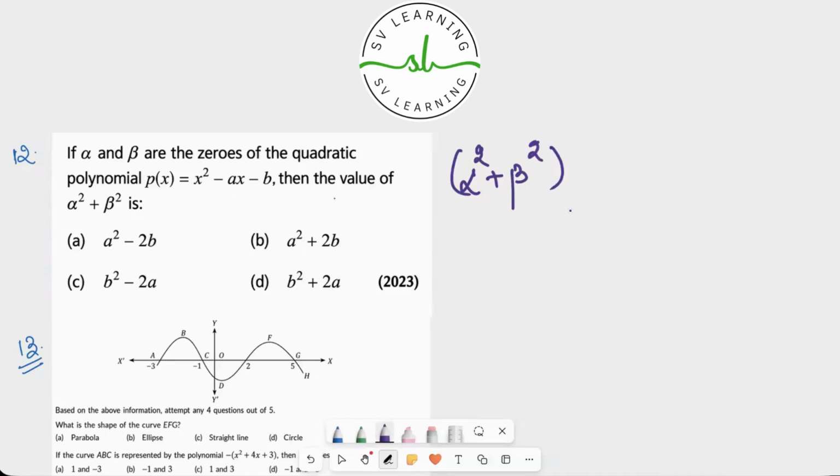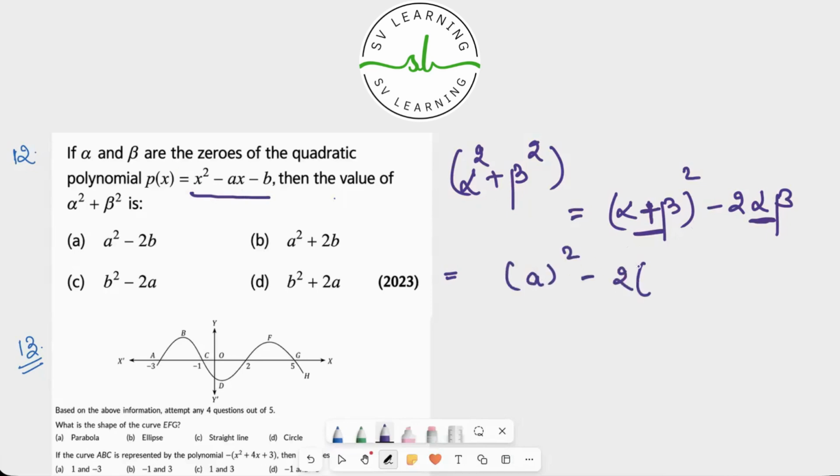Whenever you have to calculate this, we don't have to calculate alpha and beta separately. We can use (alpha plus beta) whole square minus 2 alpha beta, because this is as good as getting alpha square plus beta square. So you just have to put the sum of the roots and the product of the roots. If I look at the polynomial here, the sum will be minus b by a, which will be just a here, and the product will be c by a, which is minus b. So you get a square plus 2b as the answer here.